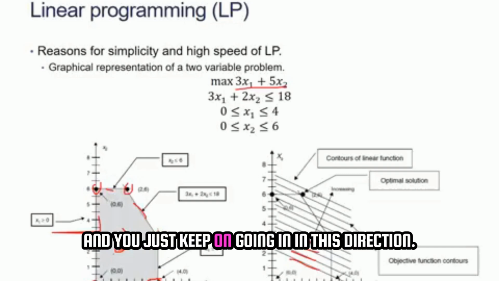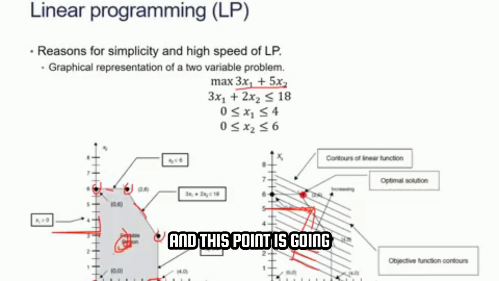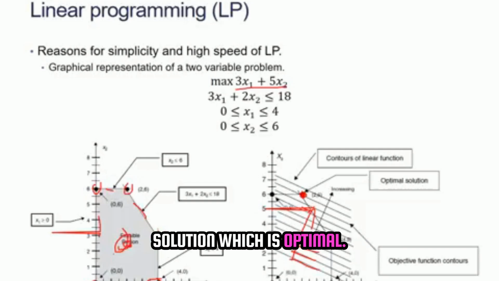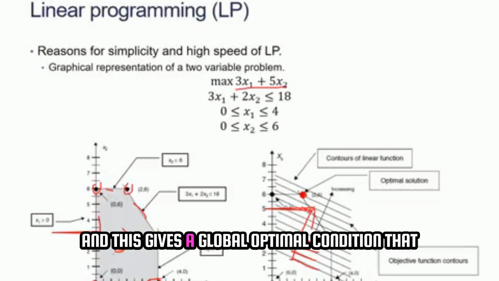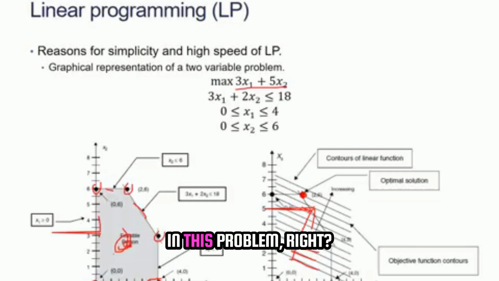And you just keep on going in this direction. And whichever point is last coming here, this point is going to be your optimal solution. And all the rest are feasible solutions, but they are not optimal. So you will always find a single solution which is optimal, and this gives a global optimal condition that there's always going to be only one solution in this problem, right?